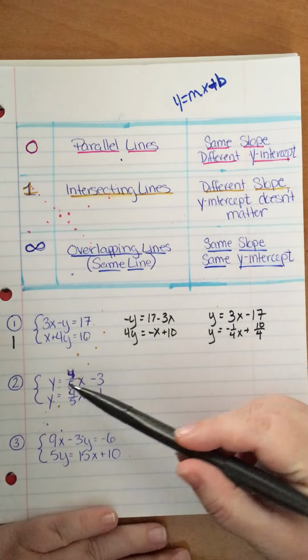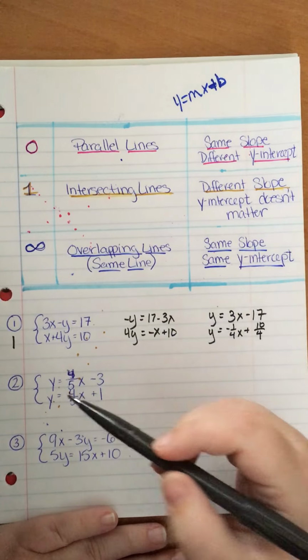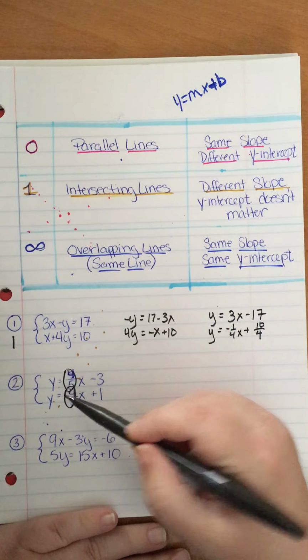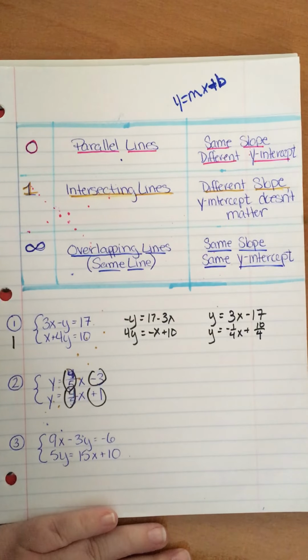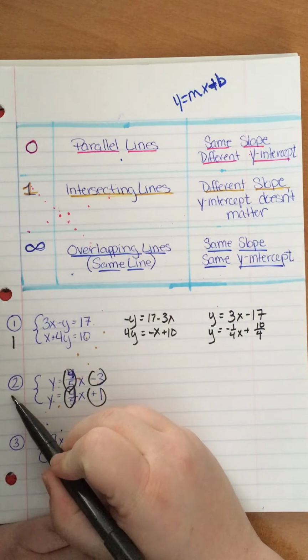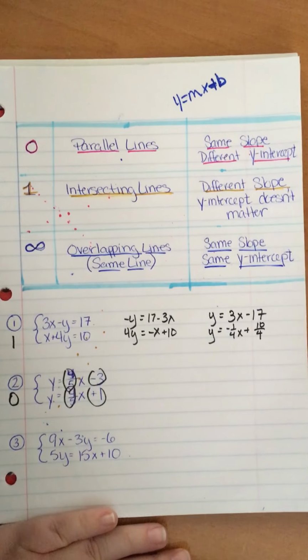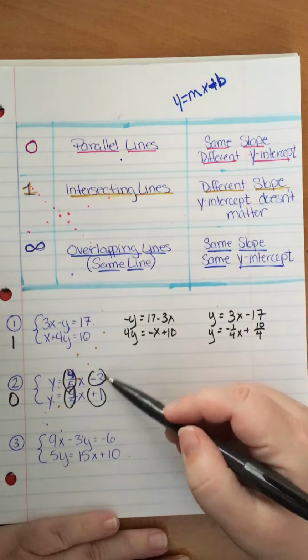Second problem, they're already put in slope-intercept formula. Right away I can see the slopes are the same. The y-intercepts are not. So same slope, different y-intercept. This is telling me these will be parallel lines, and there are 0 possible solutions. These will never be true at the same time.